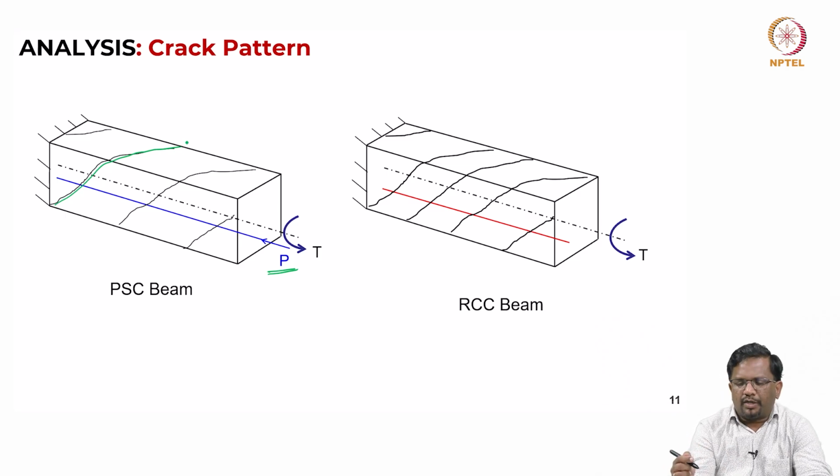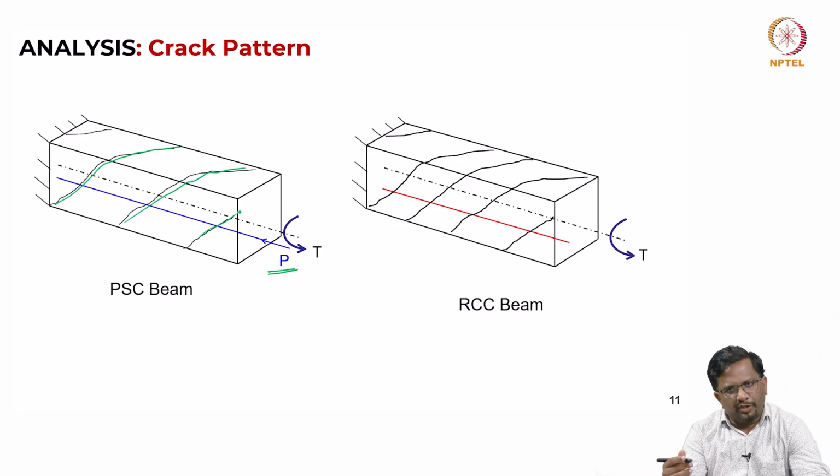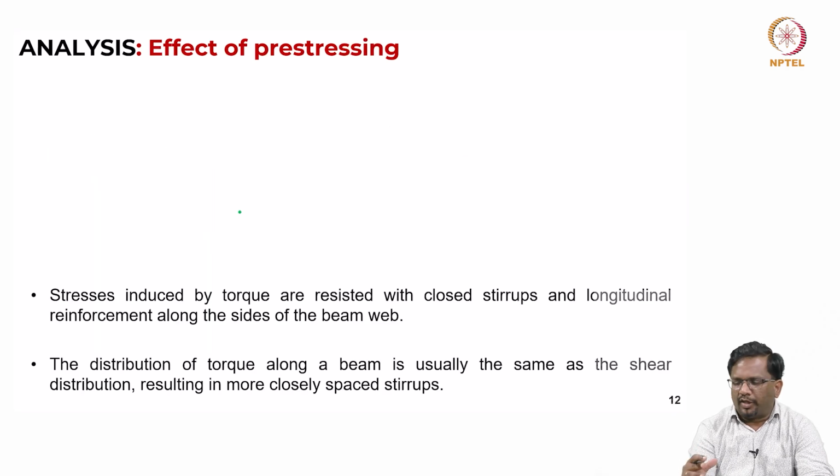Because of that you tend to have fewer cracks compared to an RCC beam. That is what we have seen in the shear chapter as well. In shear, and in flexure also, we have seen pre-stressed concrete beams tend to have fewer cracks compared to RCC beams, because we end up providing less reinforcement, right. So, that is one difference.